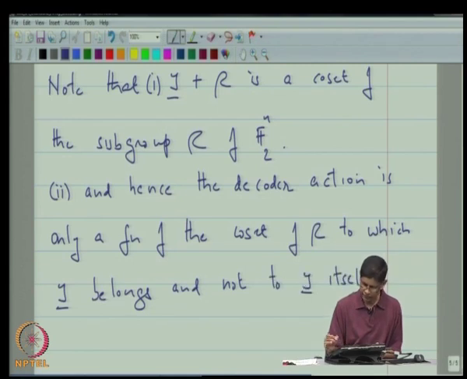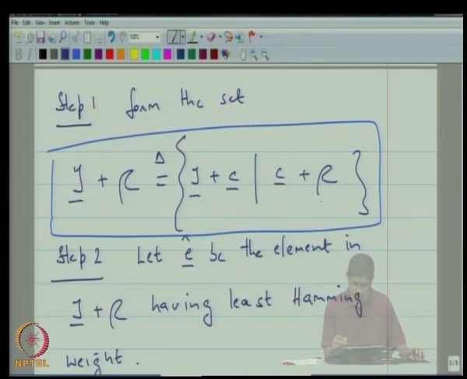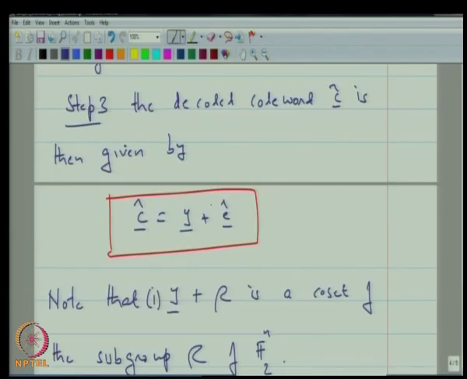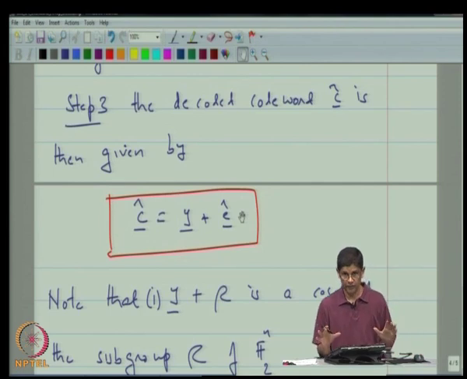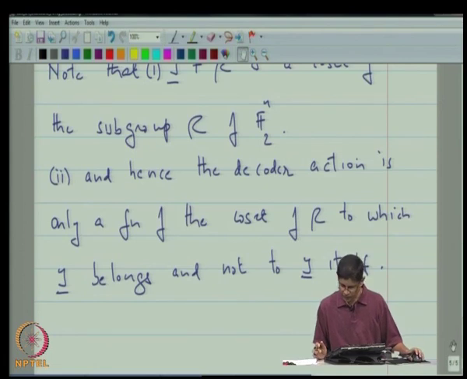Okay. The reason being that what you do is you form this set, and once you formed it, you find the vector having least weight, which in this case happens to be e hat, and then you add that back to y. So, this is the action that is taken by the decoder. All that you are doing is adding e hat back, and this e hat is only a function of the coset to which y belongs, and therefore the decoder action is only a function of the coset. With that in mind, let us take a look at an example.